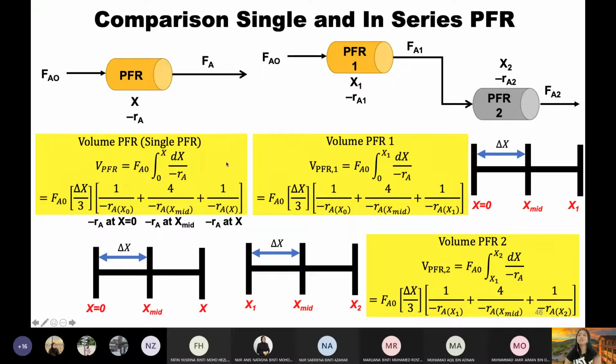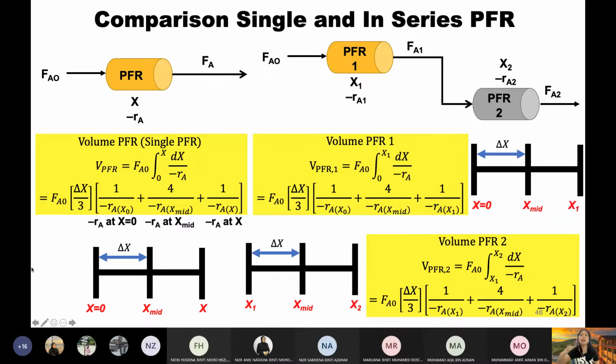Done. Plus yang belakang 1 per minus RA at your upper limit. Your upper limit is X. So minus RA at your X. Kalau X kamu 0.8, minus RA when my X is 0.8. Katakan X kamu 0.6, minus RA when my X is 0.6. Done. Okay, tu part tu senang.